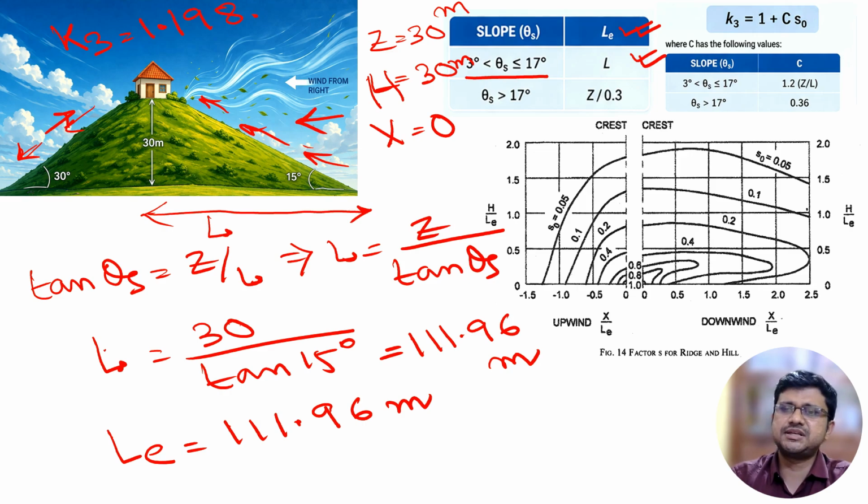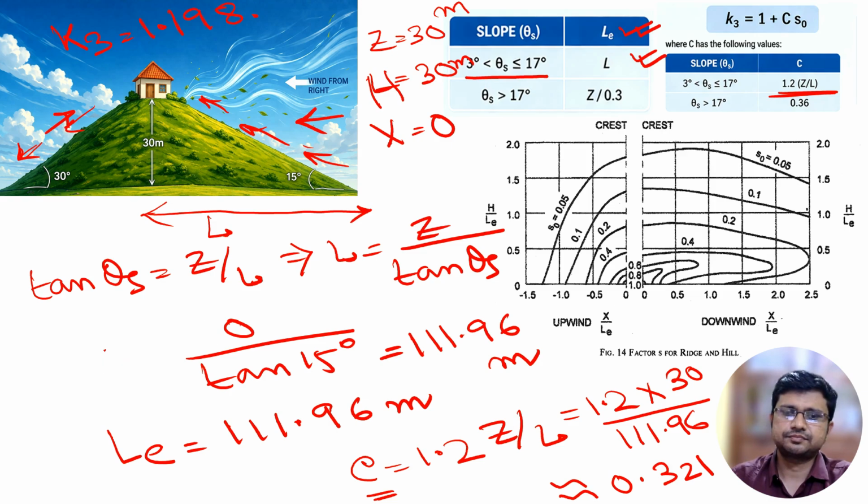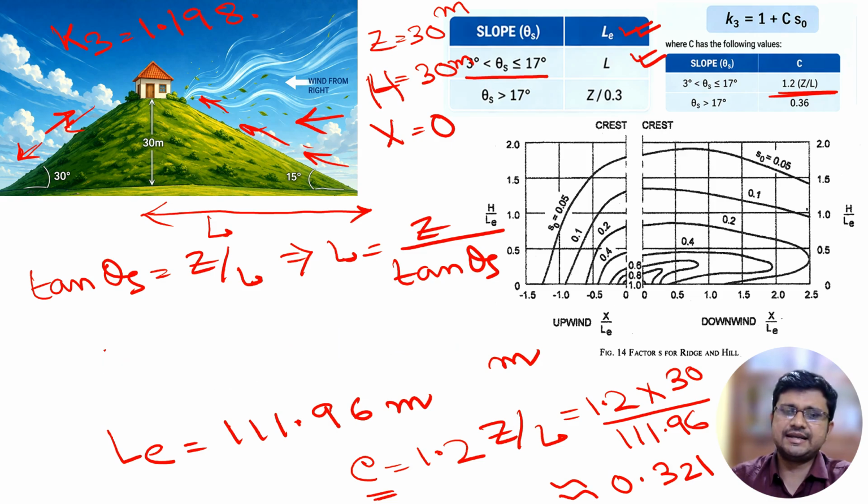And what will be the value of C? C will be 1.2 into Z by L. Z is 30 meter, so it will be 1.2 into 30 by 111.96, which is close to 0.321. So this is the value of C, 0.321. Now our LE is 111.96 and C is 0.321.